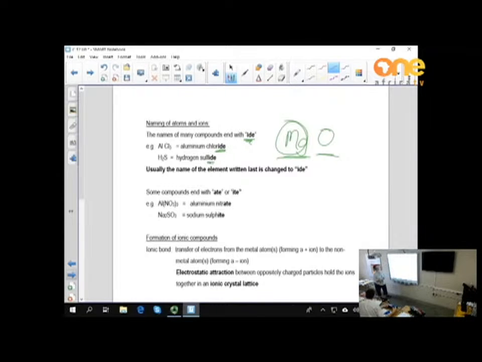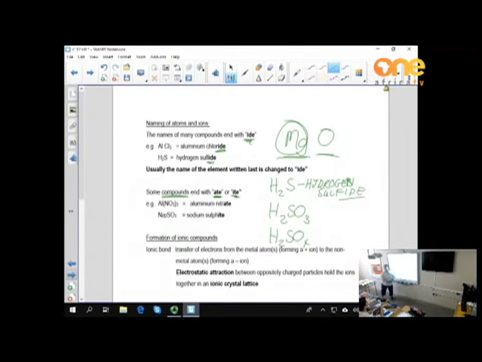All right, hydrogen sulfide, aluminium chloride, etc. Then we get some compounds. And when we look at the polyatomic ions, then some of these compounds end in the letters ATE or ITE. If we look at something like H2S, H2SO3, H2SO4. Okay, how do we differentiate with a name? That first one is just straightforward. This is hydrogen sulfide, IDE.